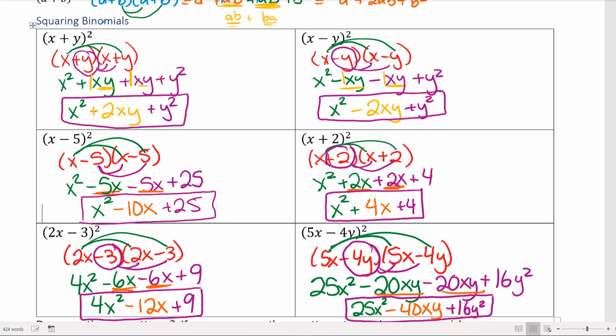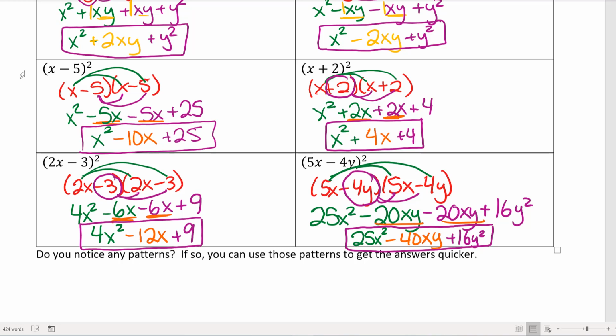And then the other thing that you might have noticed is that the two middle terms were always adding up. They were the same term, negative 6x and negative 6x, and they added up to negative 12x every single time. Negative 20 and negative 20 added up to negative 40. So if you see patterns when you're doing these, that might help you do a little bit less work and get to the answer a little quicker. I'm going to leave that up to you, whether you just do it the long way like I just showed you how to do, or if you want to try to notice some patterns.